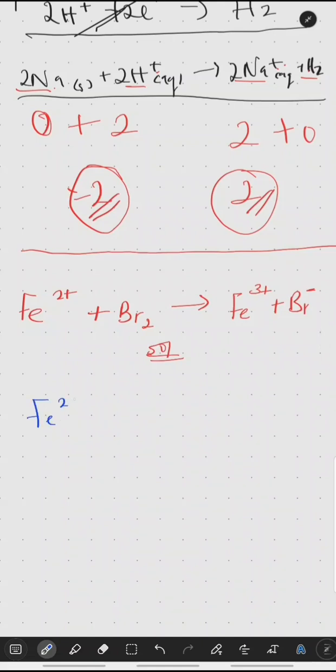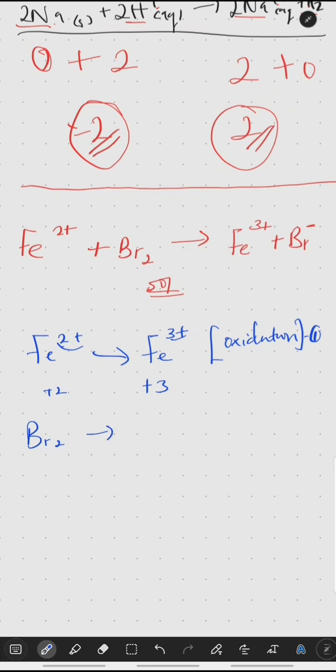So for Fe2 plus to have become Fe3 plus, the best way is to just look at the valency. From plus 2 to plus 3, that is an increase in oxidation number, right? So you write it down. From plus 2 to plus 3, that is an increase. That is an increase in oxidation number, that is oxidation, and we call that equation 1.